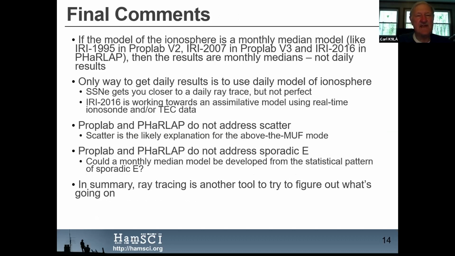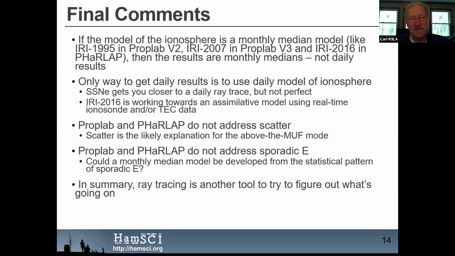If the model of the ionosphere in your ray tracing program is a monthly median model, like the International Reference Ionosphere, then your results are monthly medians. They are not daily results. And the only way to get daily results is to use a daily model of the ionosphere. The equivalent sunspot number gets you a little bit closer to a daily ray trace, but it's not perfect.